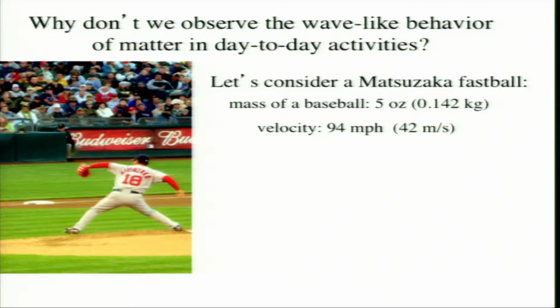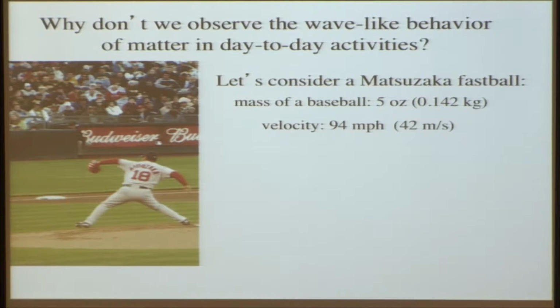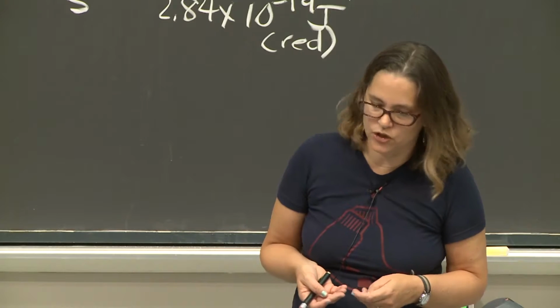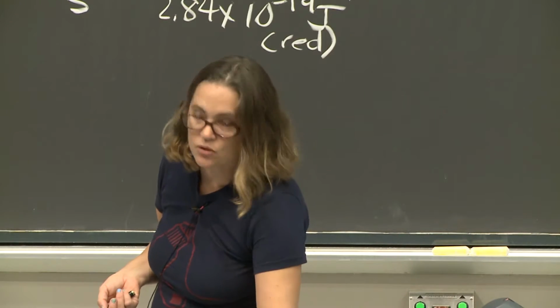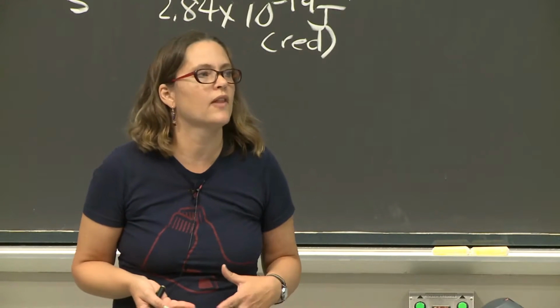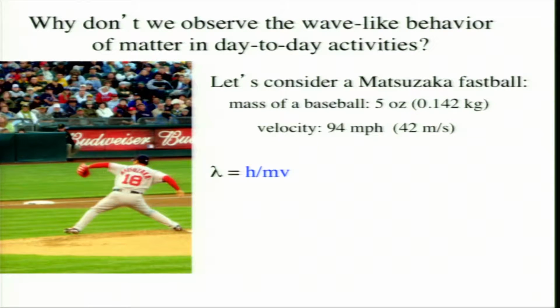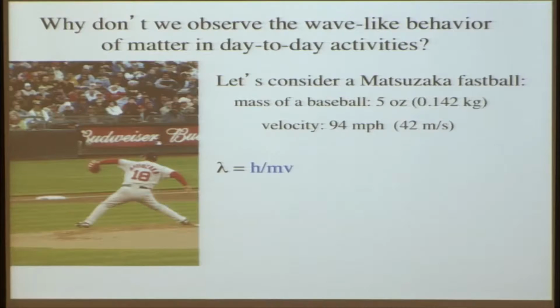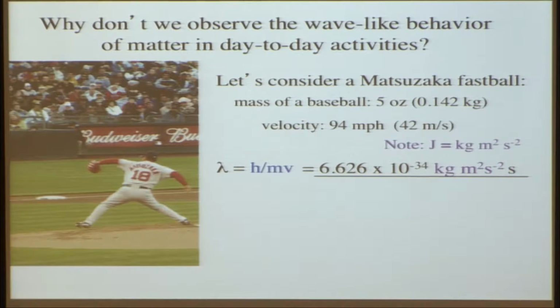So we can consider a fastball, where the mass of a baseball is about 5 ounces or 0.142 kilograms, and the velocity of a fastball is around 94 miles per hour or 42 meters per second. And we can do a little calculation and figure out what the wavelength associated with that ball should be. The wavelength should be Planck's constant over the mass times the velocity of the ball. We can plug in these values, and here's Planck's constant again. Now you'll note I did something with the units.